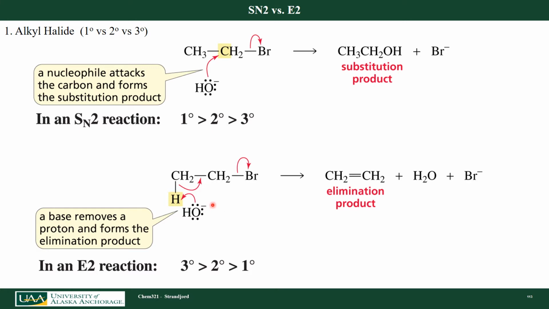In elimination reactions, I can remove any hydrogen that's adjacent here to form the elimination product. However, I'm always in competition with an SN2 reaction, and because primary alkyl halides react so fast with SN2, they don't get a chance to react with E2 reactions. Therefore, it's only the tertiary alkyl halides that I do elimination on. So tertiary have a greater rate than secondary, a greater rate than primary, because primary undergo SN2 reactions.